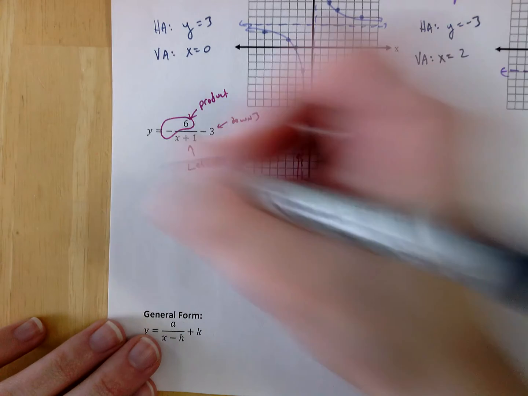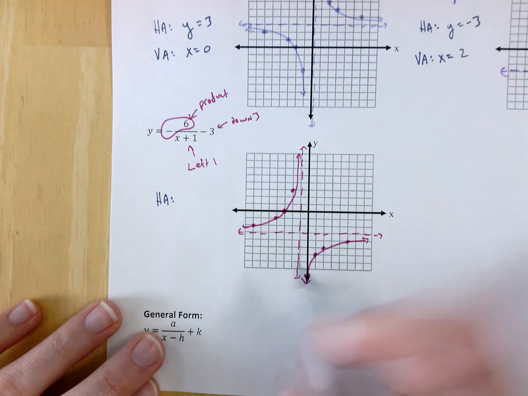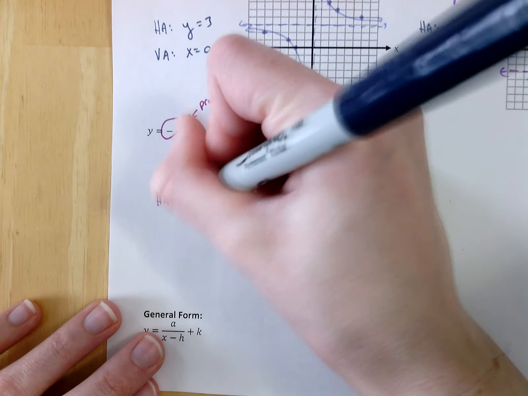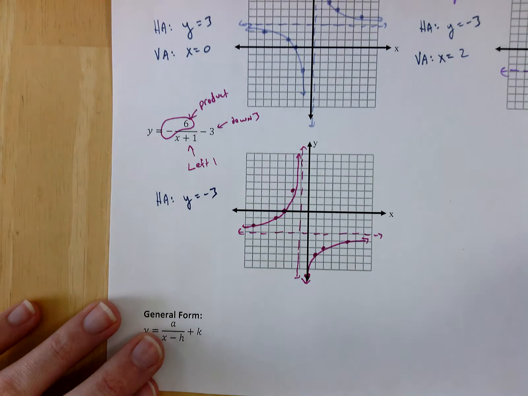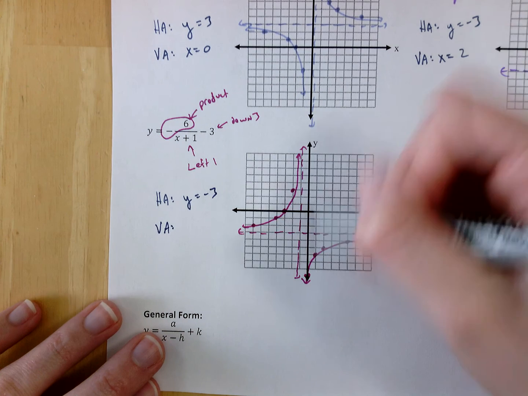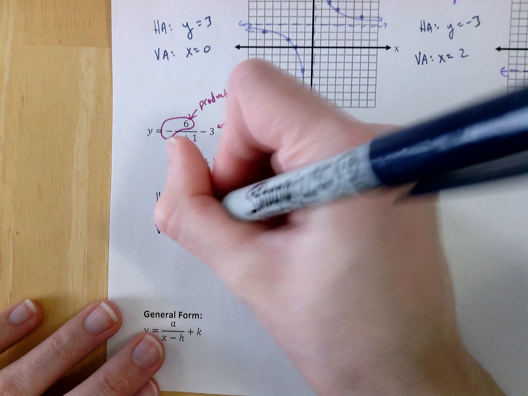Okay, this guy here, horizontal asymptote. This guy, what do they have in common? Their height. So their y coordinate is always -3. And then their vertical asymptote, what do they have in common? Well, their x coordinate is always -1.